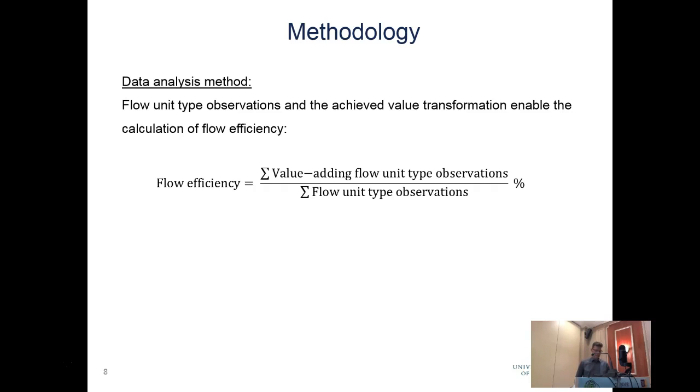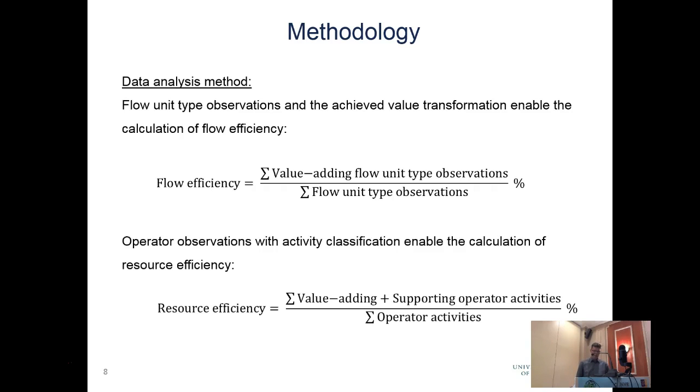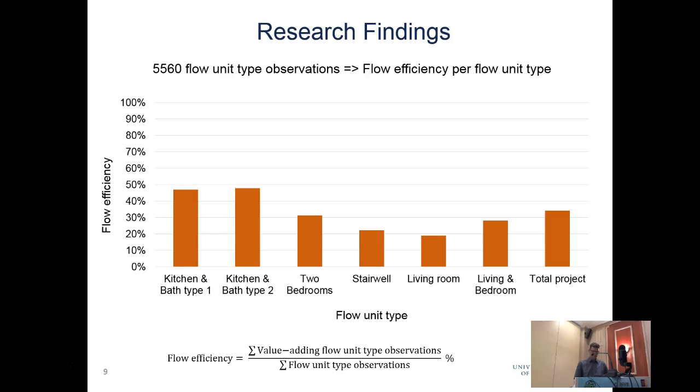Let's move on to the data analysis. With the flow unit observations, we could calculate flow efficiency, and with the operator observations, we could calculate resource efficiency. From 5,560 flow unit observations, we got a result of the flow efficiency according to that diagram. Both kitchen and bath types, for example, reach almost 50%, meaning that they receive value 50% of the throughput time in the system. The living room just reached 19%.